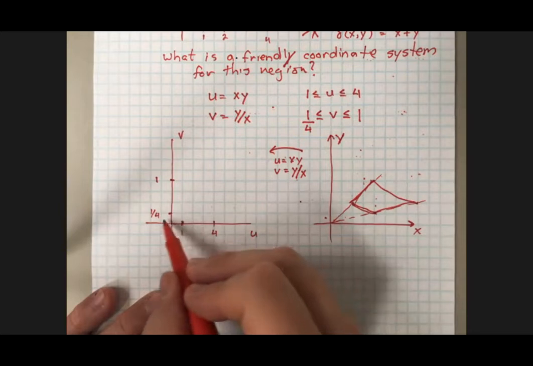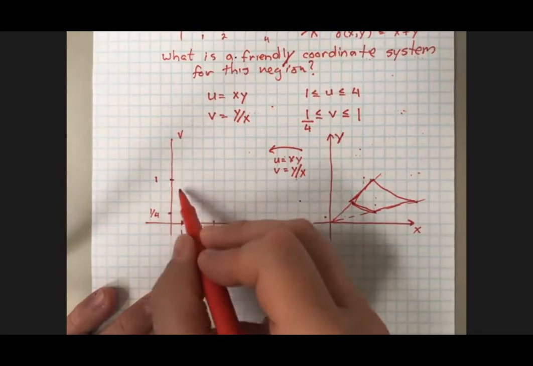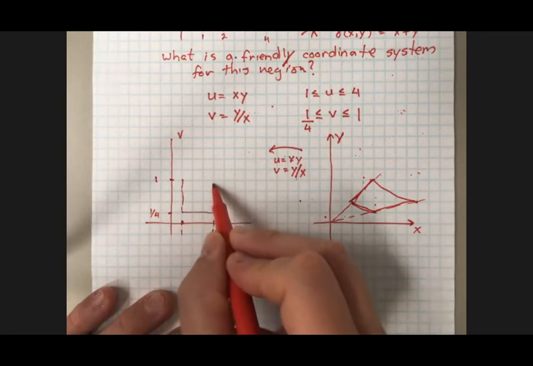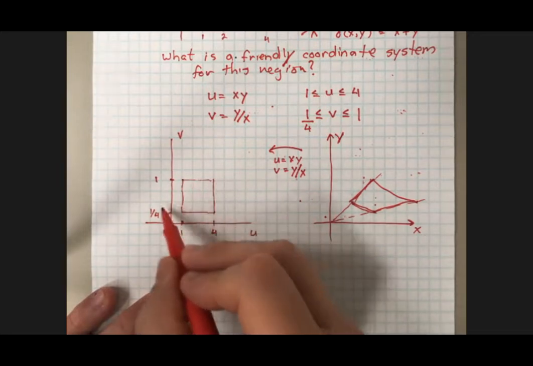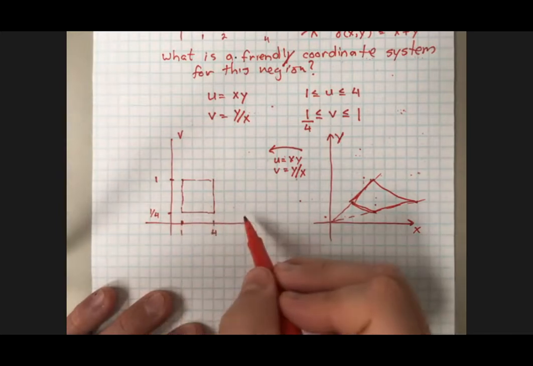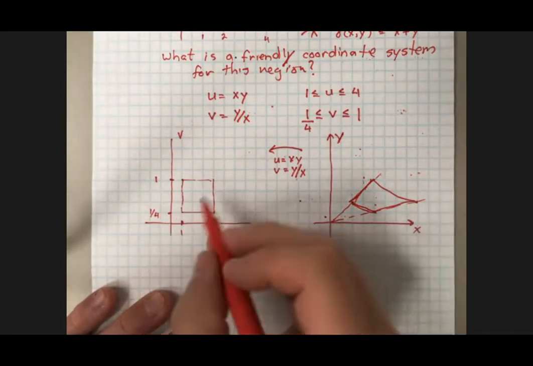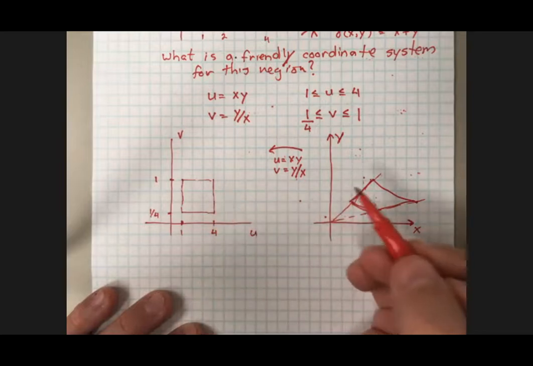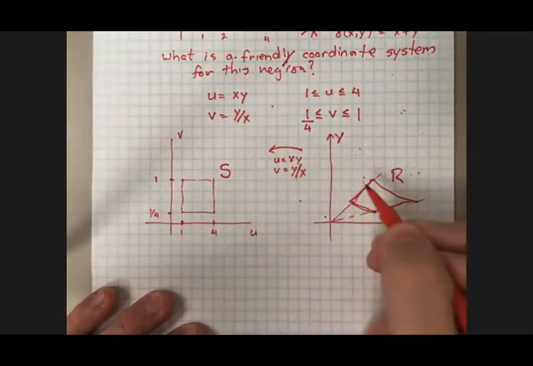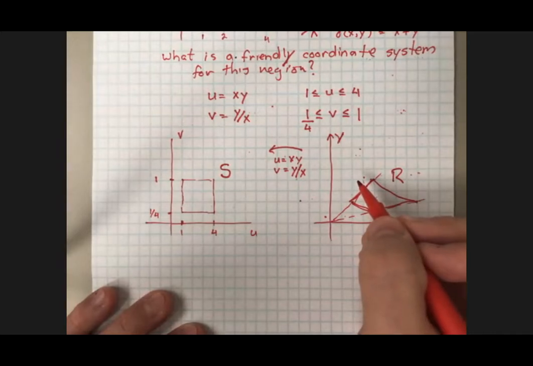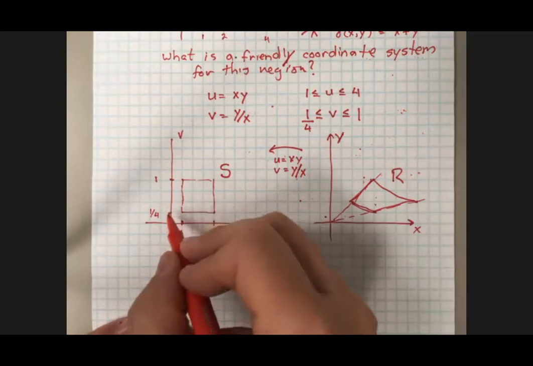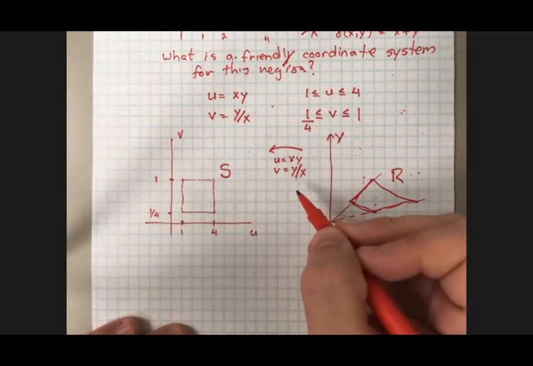Now, for the sake of argument, I changed the scale on the V just for the sake of my drawing. So notice that this isn't truly a square over here. This is actually 1/4 to 1, if I use the same units, a thin rectangle. But I want to display something I can see right here. Let's call this region R. Let's call this region S. I want to describe this region and I want to see it. So I expanded the V-axis.